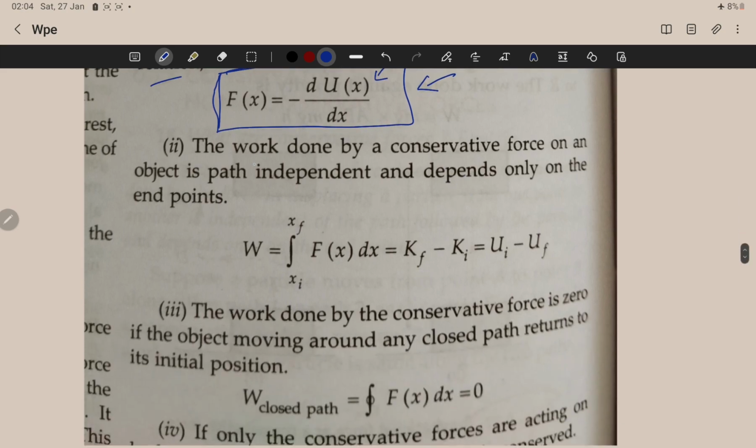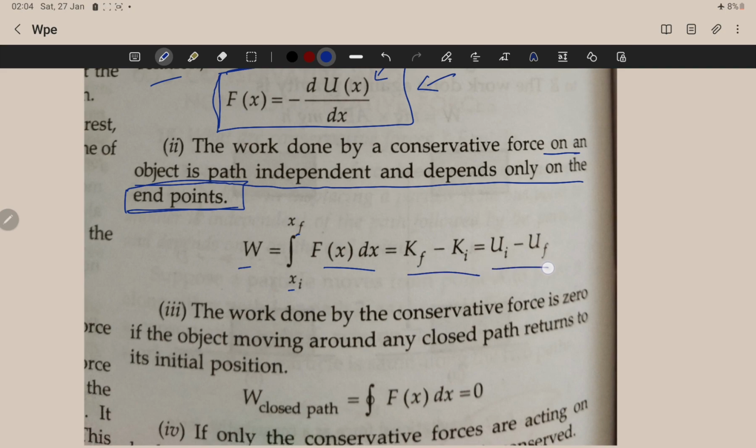The next property of the conservative force is that the work done by the conservative force on an object is path independent and depends only on the endpoints. It is not dependent on the path. So we can write work done is equal to the integral from initial to final of Fx dx, which is equal to the change in kinetic energy, and which is equal to the negative of the change in potential energy. Therefore we are writing initial minus final.